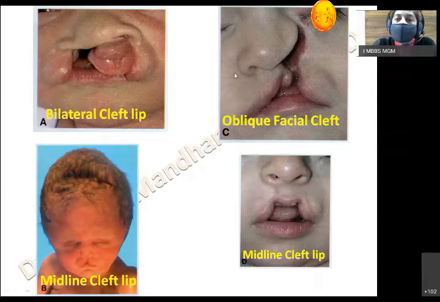So these are different pictures. This is a bilateral cleft lip. Bilateral cleft lip means the maxillary process has failed to fuse with the medial nasal process on both sides. See, this cleft is extending up to the medial side of the left eye. So this is the oblique facial cleft, second figure, or C. C is oblique cleft of the face.